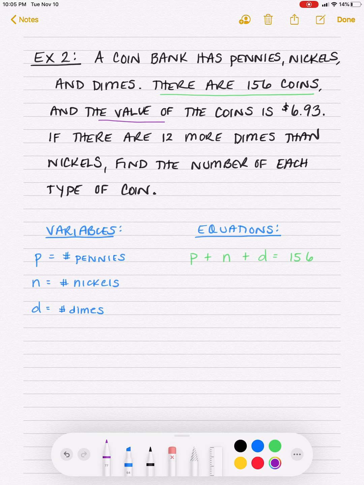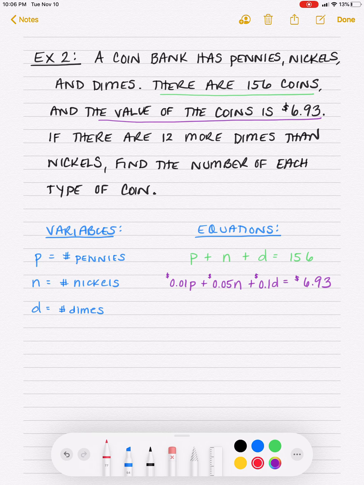Your second equation is going to come from this part. The value of the coins is $6.93. Well, to get the value to be $6.93, we need to multiply the money value by the number of pennies. Well, a penny is worth 0.01. So 0.01 times the number of pennies. Nickels are worth 0.05, times that by your nickels, and dimes are worth 10 cents, so multiply it by 0.1. And when you multiply this dollar amount by the number of coins, that's how you're going to get it to equal $6.93. So one of your equations was for the total coins and one of your equations was how much the coins were worth.